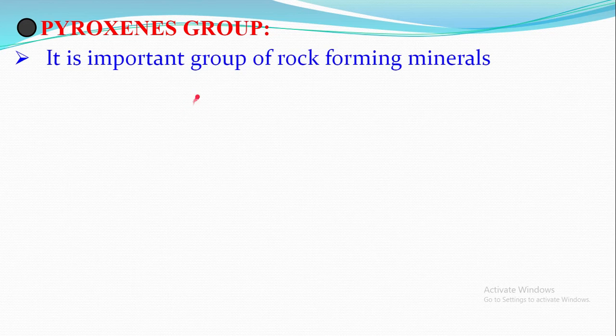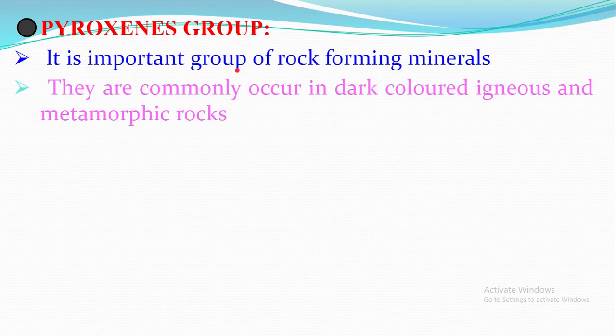Now when we move to the pyroxene group, you will see these minerals are dark in color. It is also an important rock forming mineral. They commonly occur in dark color igneous and metamorphic rocks. So because of the dark color of the rock, there is presence of pyroxene in a rock. If you have some light color mineral, then you can first identify that they might be quartz or feldspar.